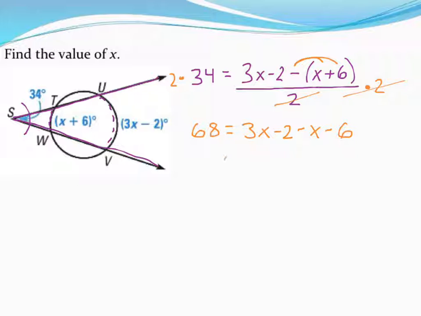Okay, let's combine some like terms, and it shouldn't be too bad from there. So 3x minus x is just 2x. And then negative 2 minus 6 is negative 8. It's getting easier all the time. Add 8 to both sides, I get 76 is equal to 2x. And then dividing both sides by 2, I find out that x must be equal to 38.